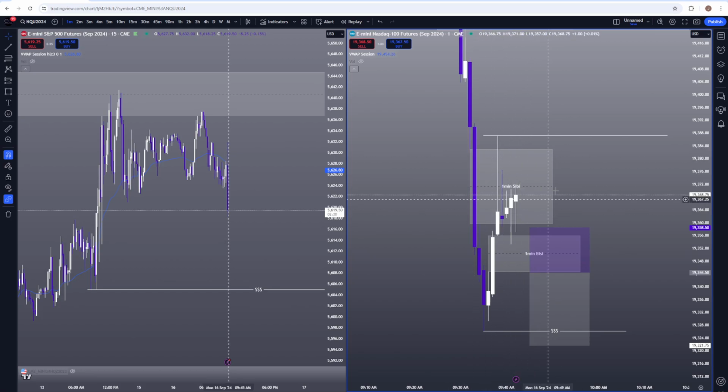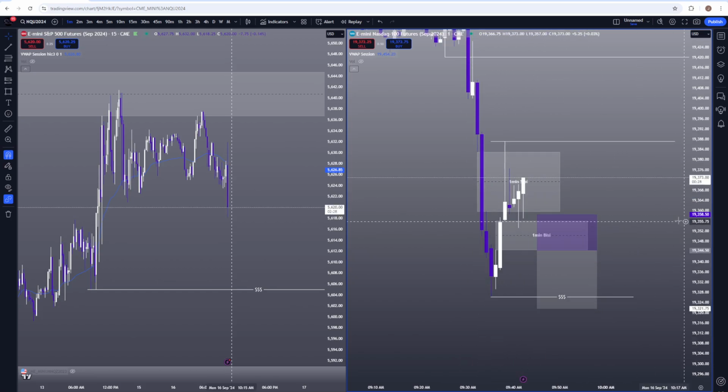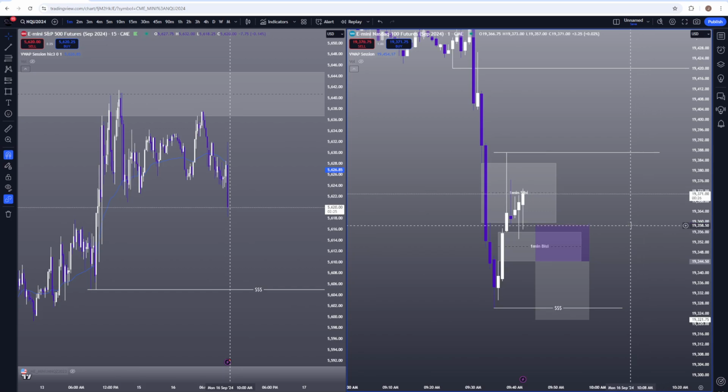Now we want to see if we're going to push through this 1-minute SIBI, right? So we're just waiting right now. We're not in any rush to take a trade. We're waiting for price to show us the way.